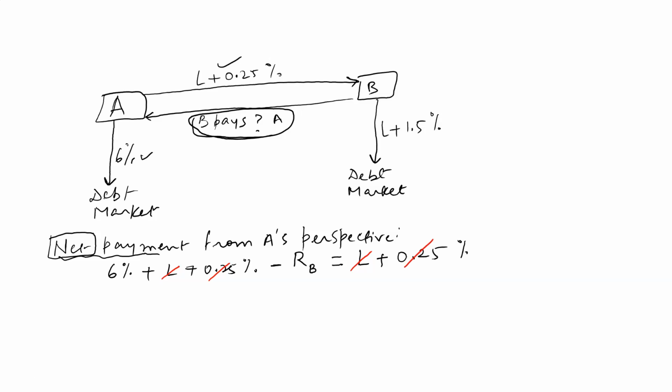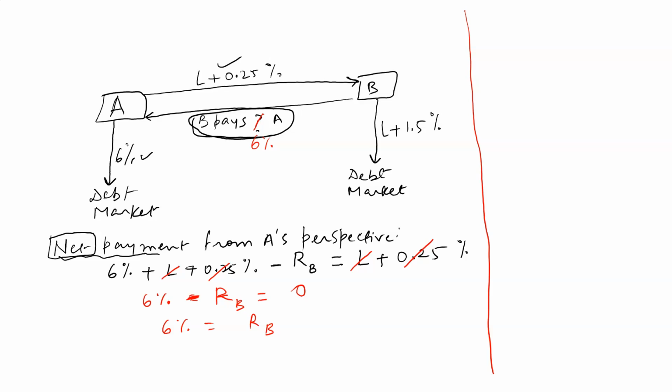So what do we have left? 6% is equal to RB minus RB. 6% minus RB, sorry, because I just made a mess of all of this. 6% minus RB, and on the other side it will be 0, so which will mean 6% is equal to RB. So this means that B will pay 6% to A.